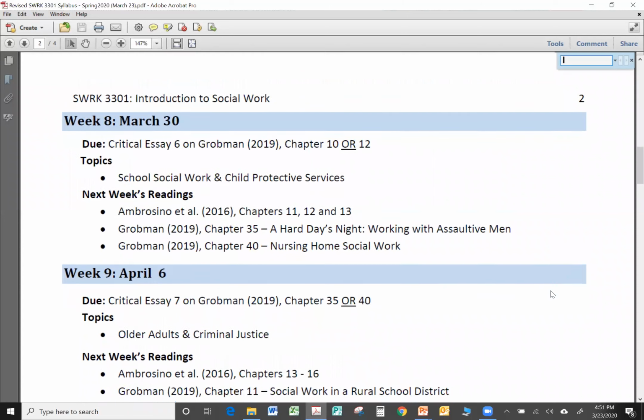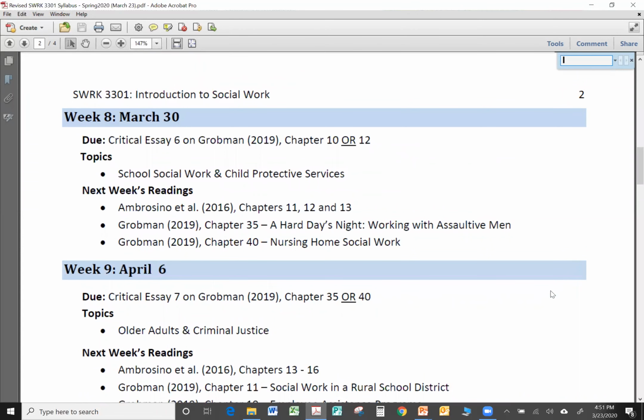And let's see. Here's the weeks to come. I have a topic down there, and on March 30th I want to have a Zoom meeting, and we'll have an open discussion about school social work and child protective services. That's specifically on those 2 topics because chapter 10 is on school social work and chapter 12 is on child protective services, or vice versa. So I'm putting this down as having discussions about the stories that you're reading from the days in the lives.